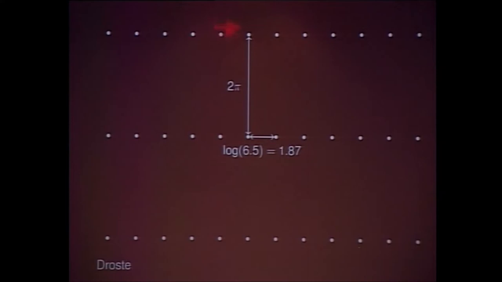So here is the complete logarithmic space. You see the repetition a little bit more indefinitely than in the previous picture. So the vertical distance, that is the 2 pi. Let me just show the abstract repetition pattern. The vertical repetition is 2 pi, which is about 6.3. The horizontal repetition is the logarithm of the zoom in factor. The zoom in factor is about 6.5. The logarithm is almost 1.9. Okay, so that should help you understand the relation between the Droste picture and the logarithmic world.